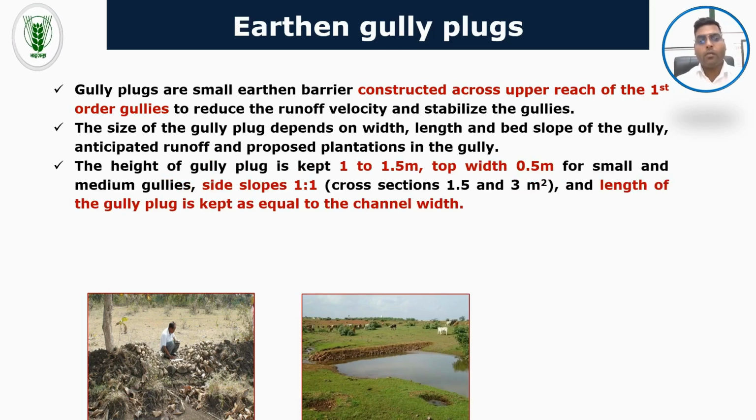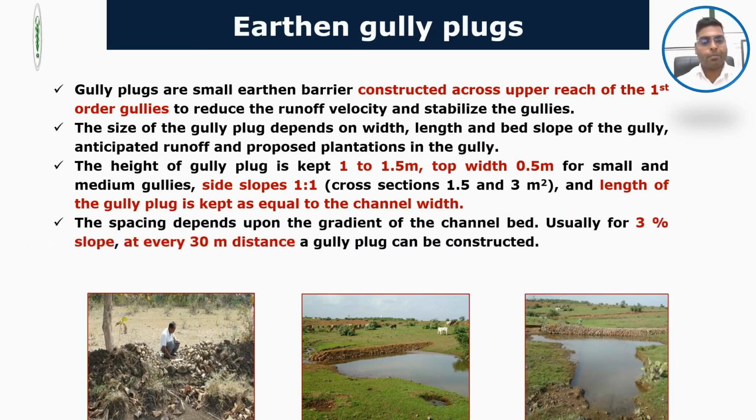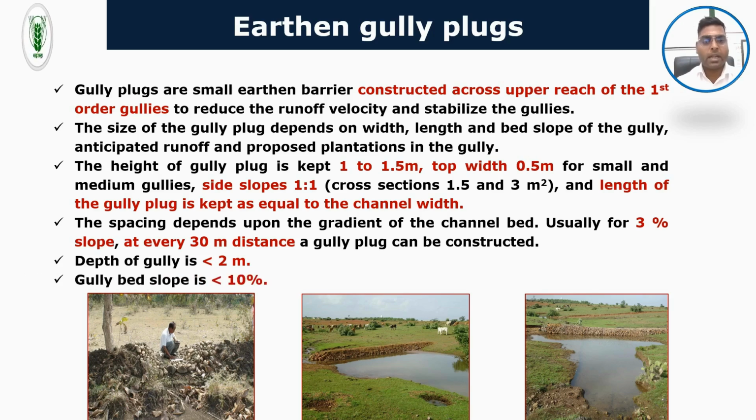The height of the gully plug is kept 1 to 1.5 meter, top width 0.5 meter for small and medium gullies, side slope 1:1, and the length of the gully plug is kept as equal to the channel width. The spacing depends upon the gradient of the channel bed. Usually for 3% slope at every 3 meter distance, a gully plug can be constructed. It is suitable where the gully depth is less than 2 meter and where the gully bed slope is less than 10 meters.